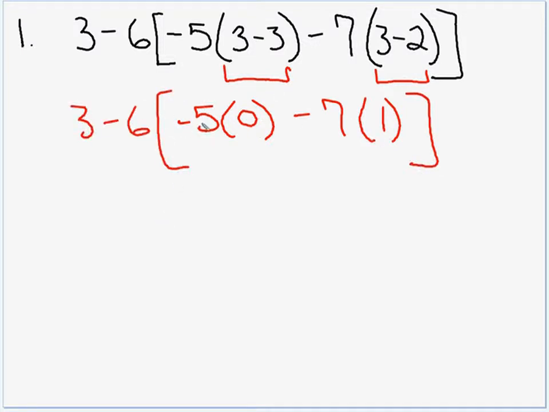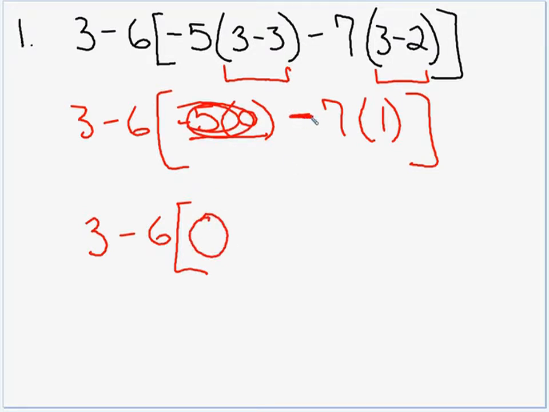So now it looks like we can work inside this set of grouping symbols, the brackets. I'm just going to copy my 3 and my minus 6 and put a bracket there. Negative 5 times 0, well, that turns into nothing. If you're going to make a mistake, it might be right here. Don't forget this is a minus, so that minus will also come along. And 7 times 1 is 7. Still, we are working inside of here. 0 minus 7 in the bracket is going to be a minus 7.